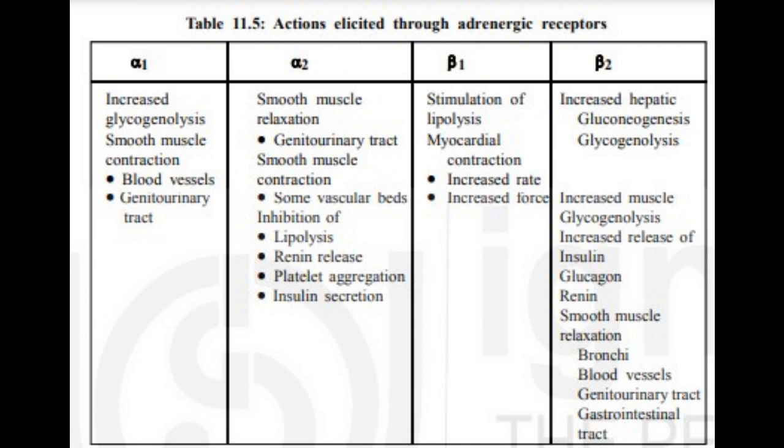Table 11.5: Actions elicited through adrenergic receptors. Table 11.5 indicates that some of the functions of the alpha receptors are excitatory while others are inhibitory. Similarly, beta receptors also have both excitatory and inhibitory effects. Hence, alpha and beta receptors are not identified by excitation or inhibition but only with the affinity the hormone has for the receptors in a specific target organ. It is also generally believed that there is a less distinct division of alpha receptors into alpha-1 and alpha-2.